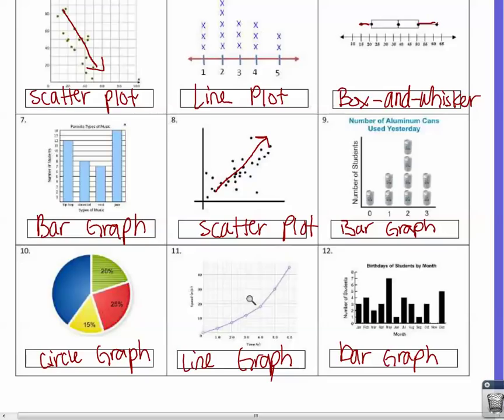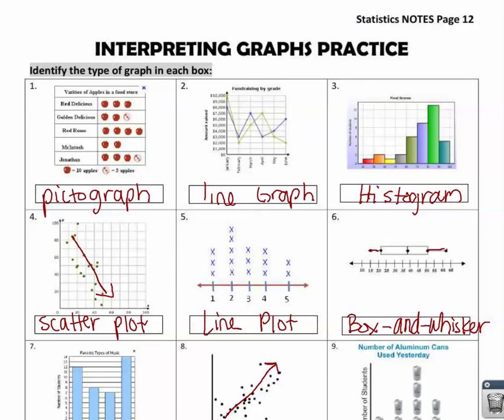10 would be a circle graph, 11 a line graph, and 12 a bar graph because of the spaces between each of the categories. Ask your teacher if you have any questions on these types of graphs.